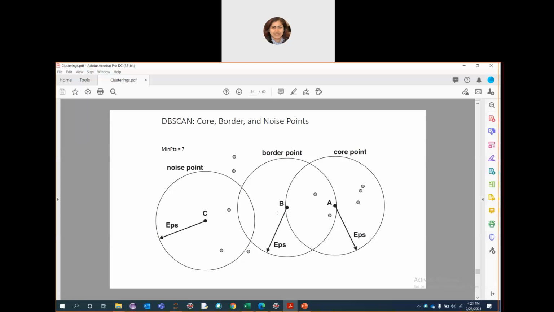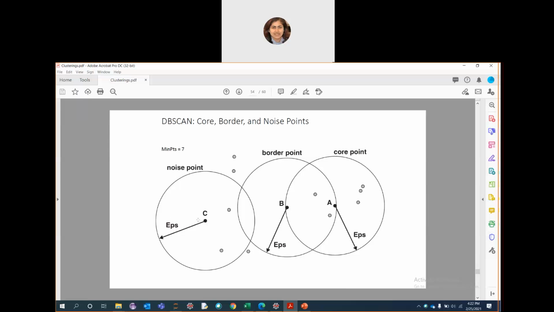But see what is happening with B. B is considered a border point because it is in the neighborhood of the core point, but it is not a core point itself. B's region does not contain the minimum number of 7 points within its own region, but it contains at least one core point in its neighborhood. That is why it becomes the border point.